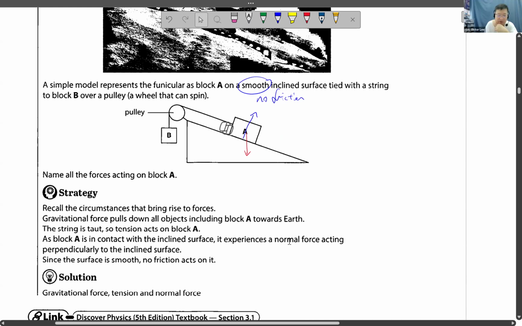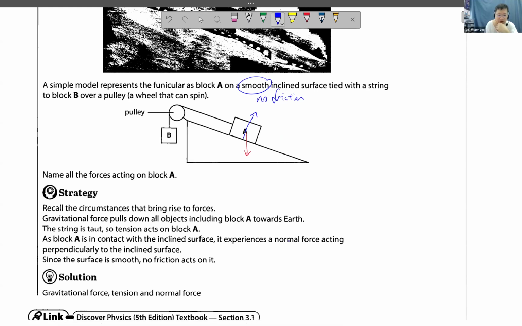Okay, normal force. Because it's in contact with the surface, it experiences a normal force acting perpendicular up. So this is the normal force, and this is the gravitational force. And there's one more: tension. Tension itself is a force. Okay, there are three of them.